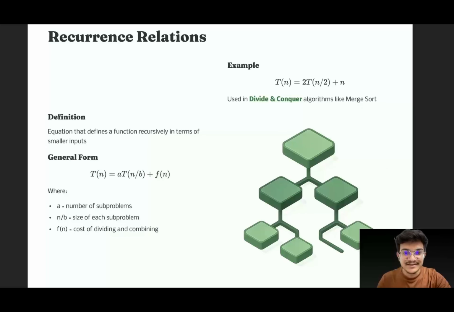So what is a recurrence relation? A recurrence relation is defined as a function in terms of smaller inputs. The general form is, we can see this general formula, where a is the number of subproblems, n/b is the size of each subproblem, and the function f(n) is the cost of dividing and combining. For example, if we consider this form, it is commonly used in divide and conquer algorithms like merge sort.